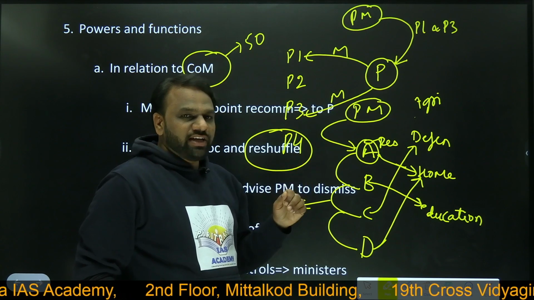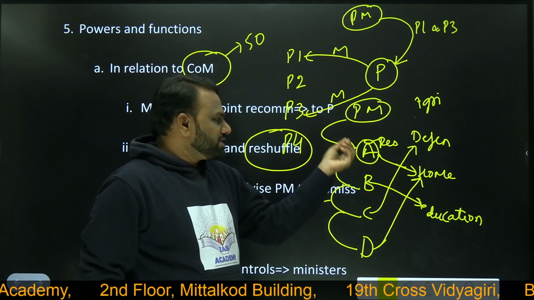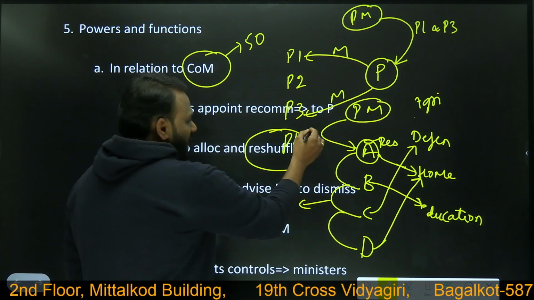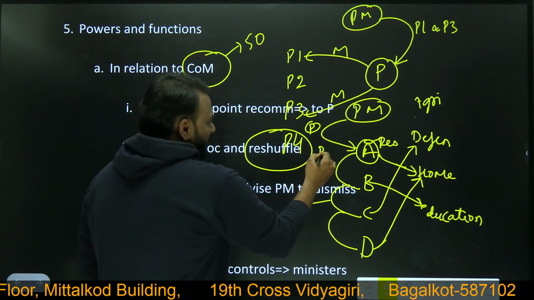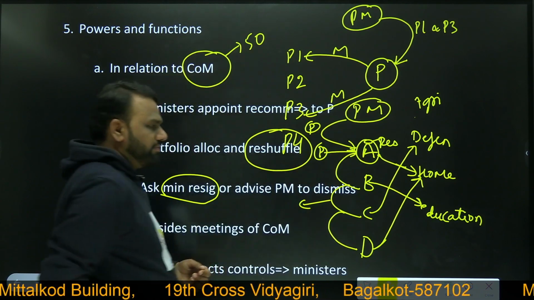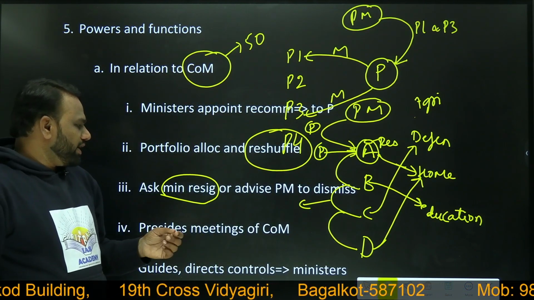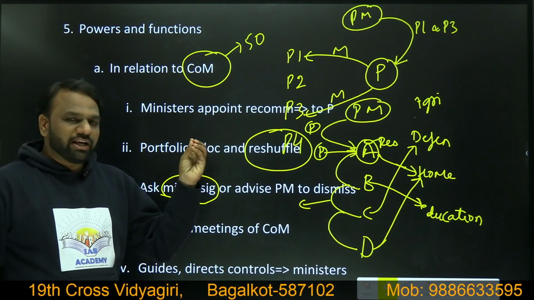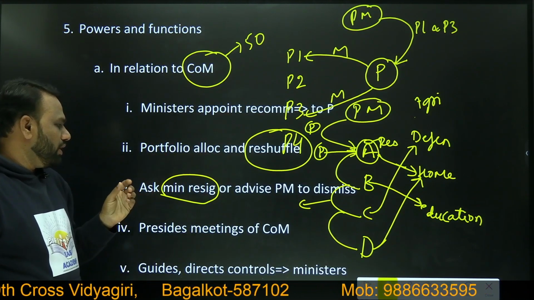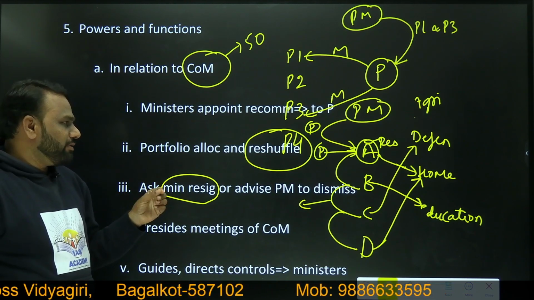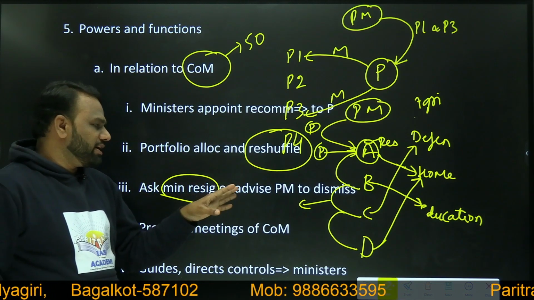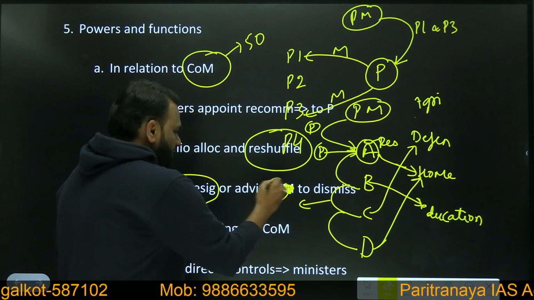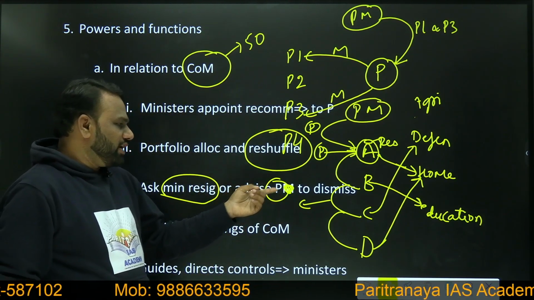If A does not resign when the Prime Minister asks, and if A is not ready to resign, then what happens? The Prime Minister will ask the President to dismiss A. So the President has the power to dismiss A when he receives the recommendation of the Prime Minister. A minister has to resign when the Prime Minister asks, or he can be dismissed by the President. So here it is not PM, it is President. The Prime Minister will advise the President to dismiss the minister.